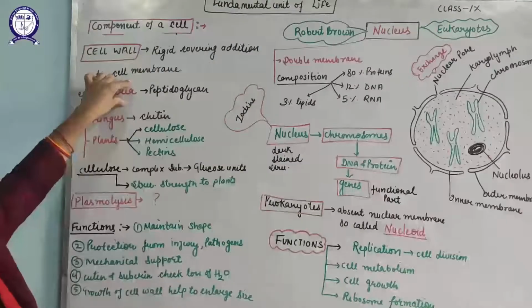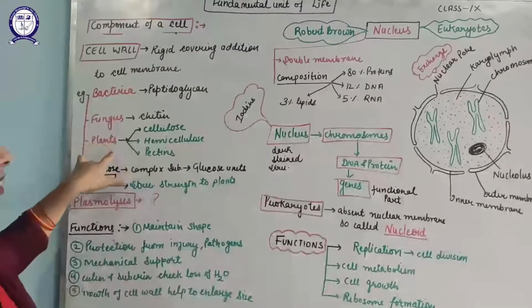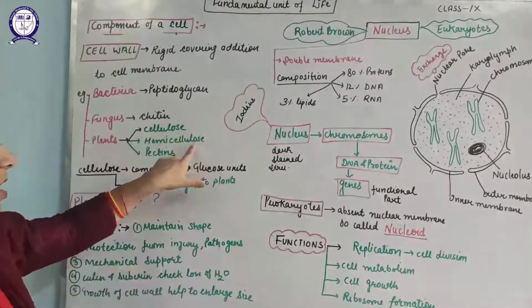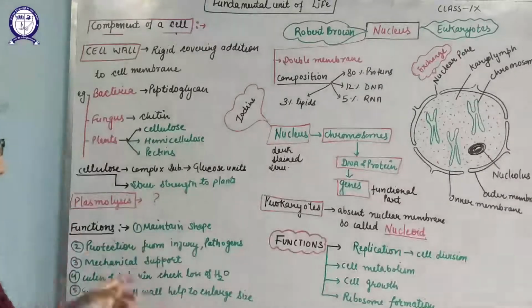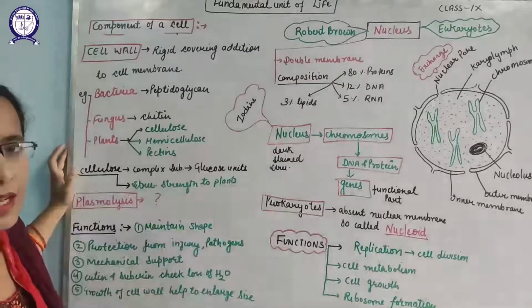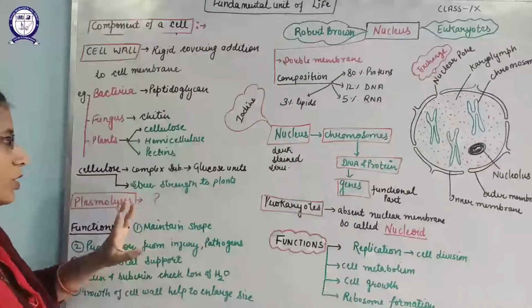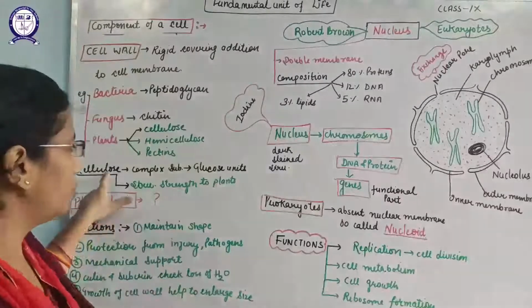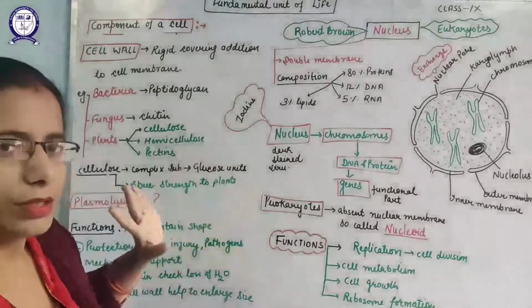In bacteria it is made up of peptidoglycan, in fungi it is made up of chitin, and in plants it is made up of cellulose, hemicellulose and pectin. So its composition is also different from organism to organism. What is cellulose? Cellulose is a complex polysaccharide made up of repeated units of glucose, and the main function of cellulose is to provide structural strength to plants.